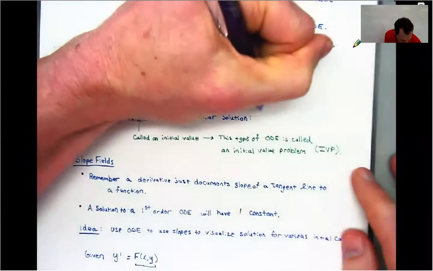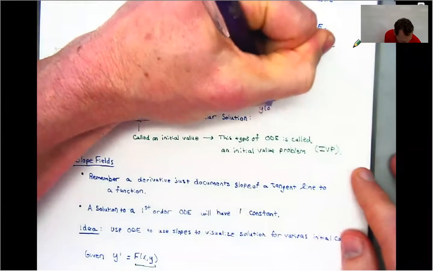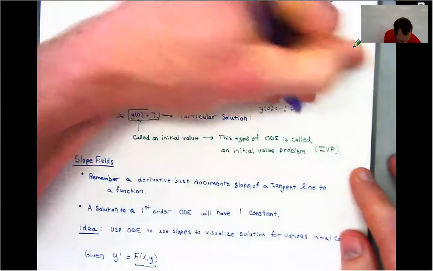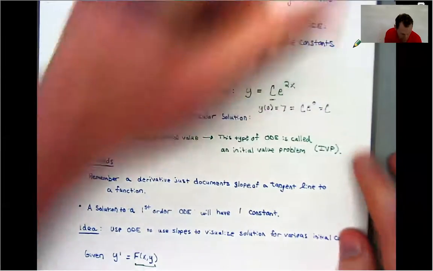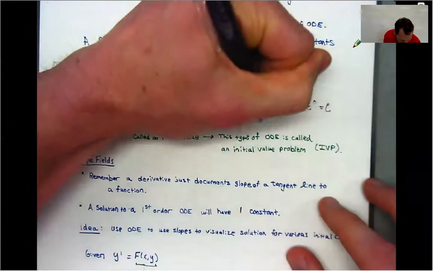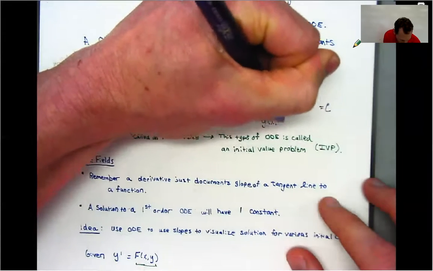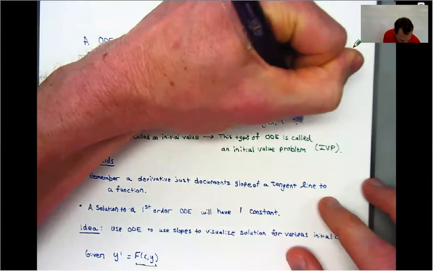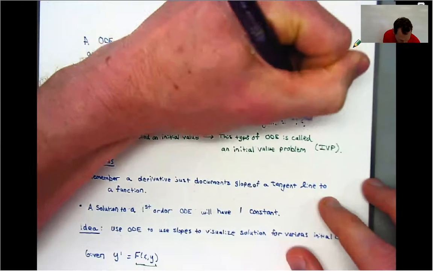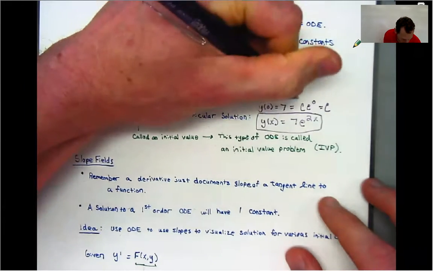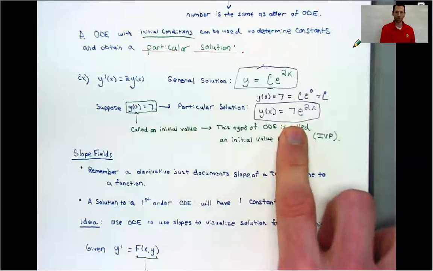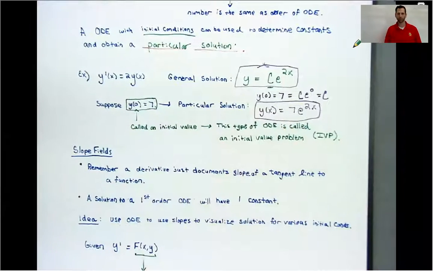So for instance, if we plugged in x equal to 0, we would get C times e to the 0, which is equal to C. It would say C is equal to 7, and we then have our particular solution, 7e to the 2x. That would be our particular solution. This is our general solution. There's our particular solution because it passed through a particular point.